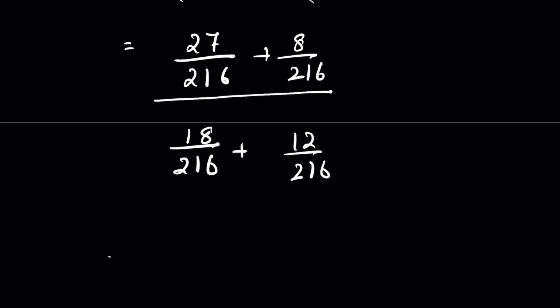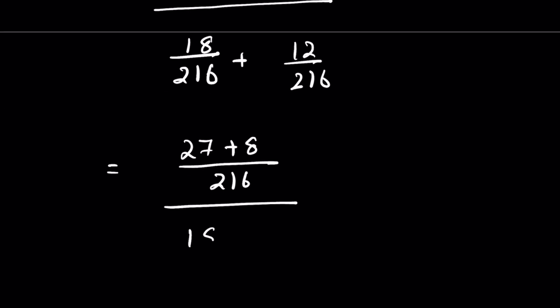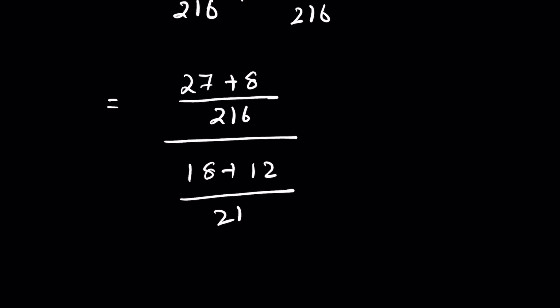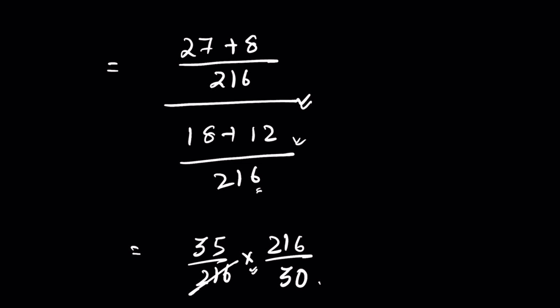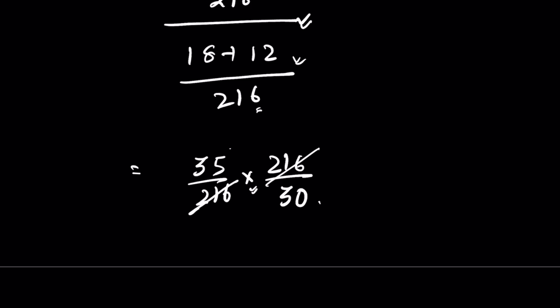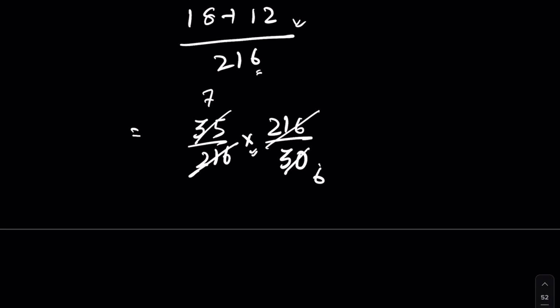Now they have a common denominator, 216, so we get 27 plus 8 upon 216, upon 18 plus 12 upon 216, or it is 35 upon 216 times 216 upon 30. The 216 gets cancelled. 5 times 7 is 35, 5 times 6 is 30. So 7 upon 6 is equal to 7 upon 6. Therefore, both the values of x are verified.